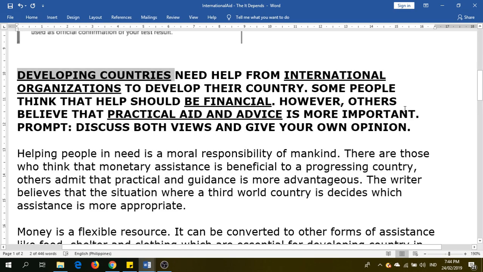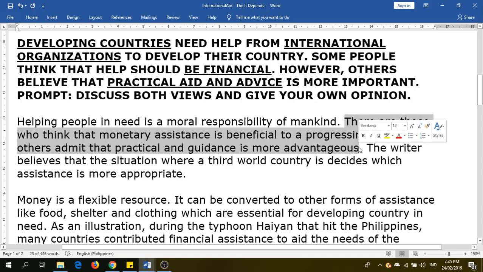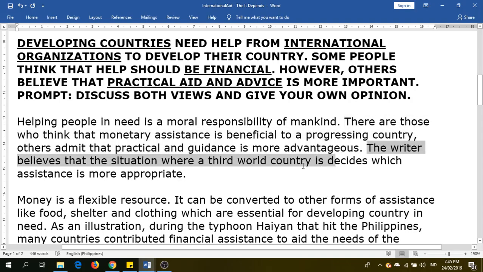So let's see how the essay went. Introductions over here. Helping people in need is a moral responsibility of mankind. There are those who think that is now what you call the hook statement. Alright. And then this is now the paraphrase. There are those who think that monetary assistance is beneficial to a progressing country. Others admit that practical aid and guidance is more advantageous. And then this is now the forecast statement.